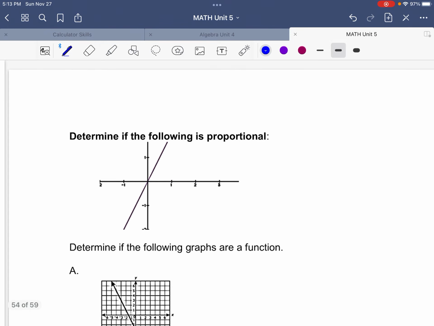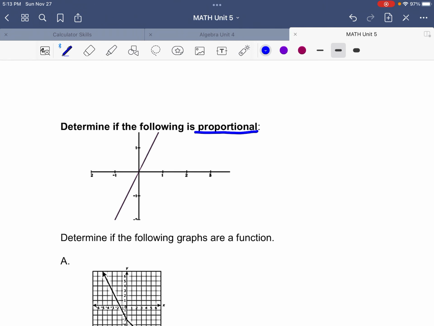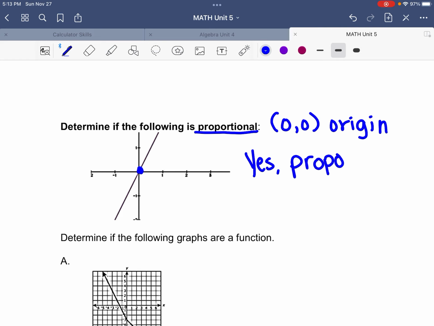All right, let's look at the next example. Determine if the following is proportional. The way that we know that something is proportional is that it will always include the point (0, 0), or it will go through the origin where x and y intersect. This does go through the origin, so yes, this is proportional. That's the only thing you have to look for on a graph: if it goes through the point (0, 0), then it is proportional.